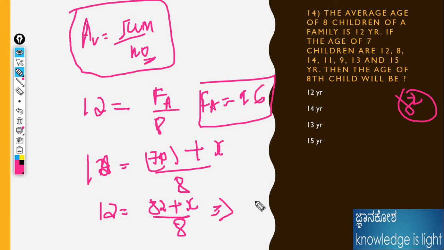Understand what is the thing? 128 and 96 is equal to 82 plus x. Therefore x is equal to 14, that is the answer for this question. 96 minus 82 is 14. This is the way of the question, because here it is an average question, and I am solving what the question is asking.